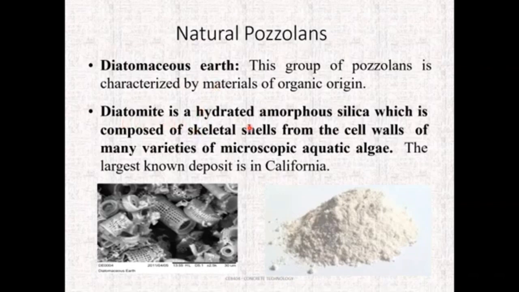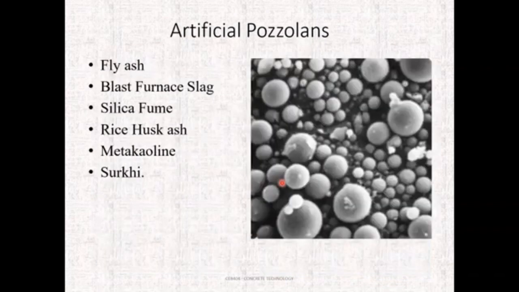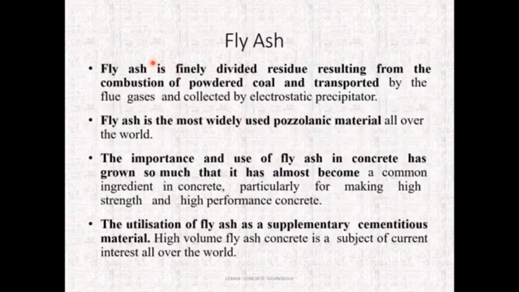Diatomite is an amorphous silica which is composed of the skeletal shells from the cell walls of aquatic organisms. It is largely deposited in California. Next one is artificial pozzolanas. Artificial pozzolanas are the byproducts of factories, which include fly ash, silica fume, rice husk ash, metakaolin, and surkhi.